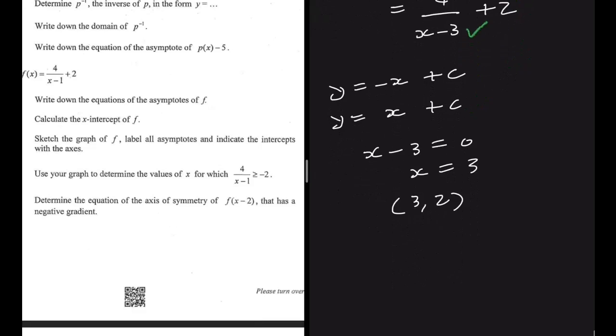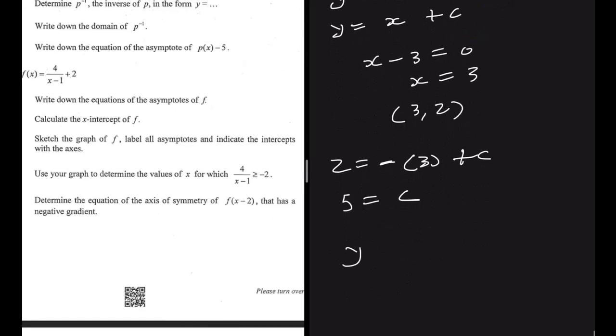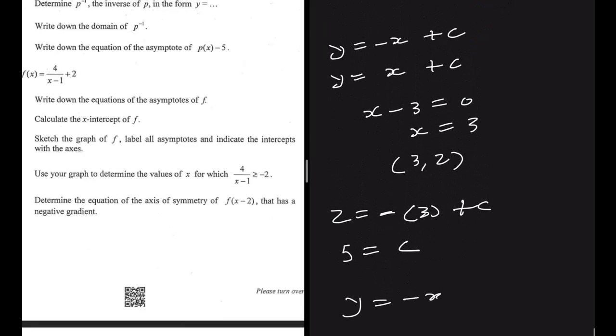Now we just need to substitute that in our equation for the axis of symmetry with the negative gradient. So if we go ahead and do that, y is 2, and then minus x is 3, plus c. If we take minus 3 to the other side, we would have 5 equal to c. And now we have y equals minus x plus 5 being the equation of our axis of symmetry of f of x minus 2.